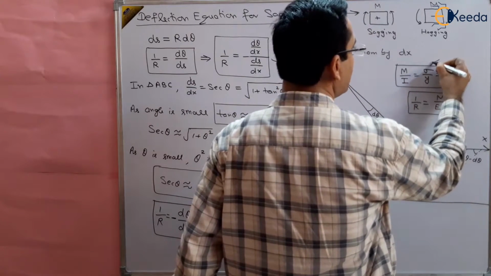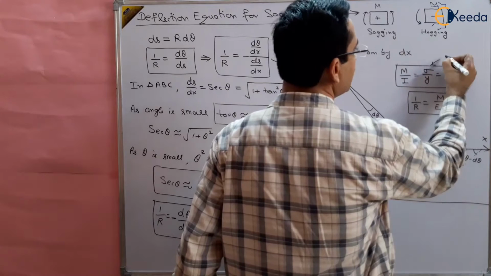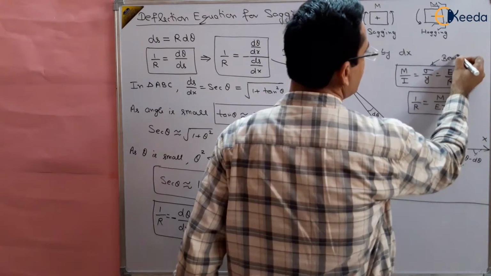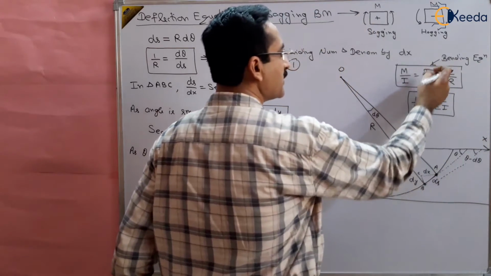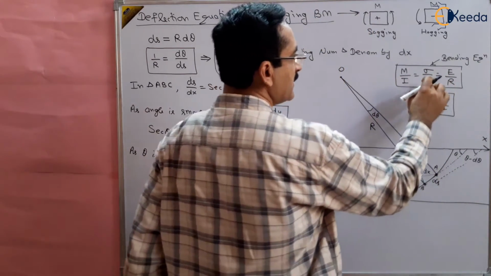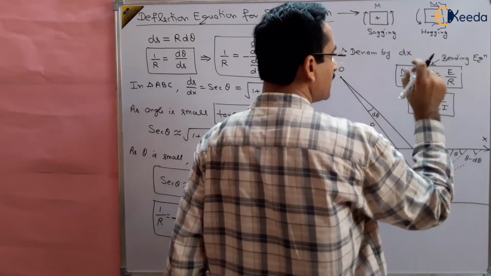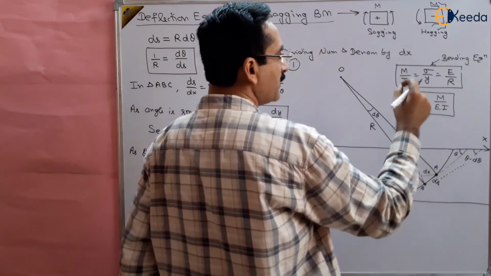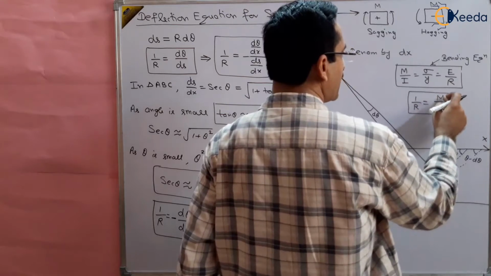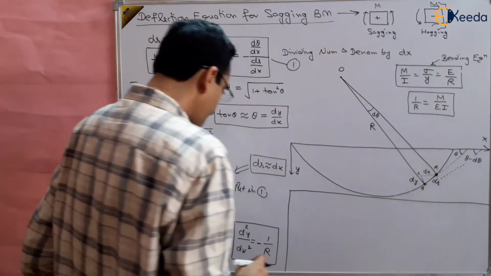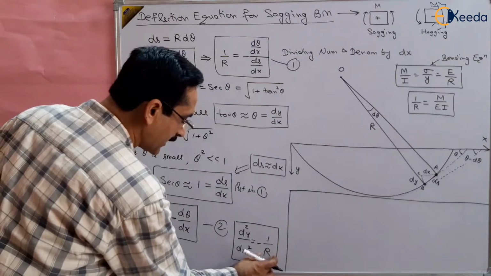This is the bending equation, you should remember. You have to go to the bending stresses chapter. M by I, sigma by y, this sigma is the bending stress, and y is the distance of the fiber from the neutral axis, E by R. So 1 by R can be obtained as M by EI, right?